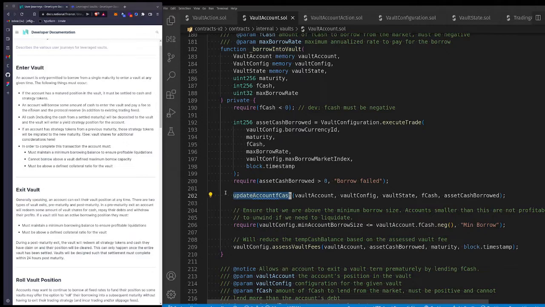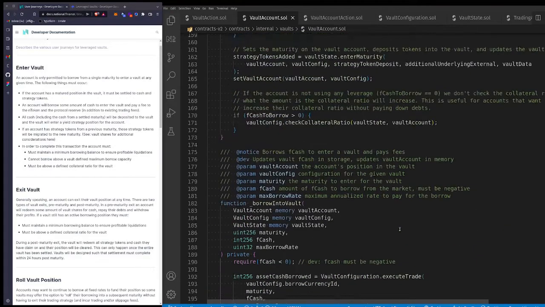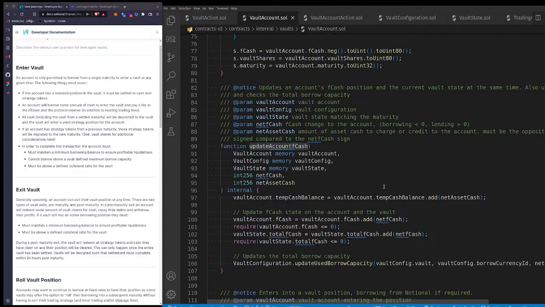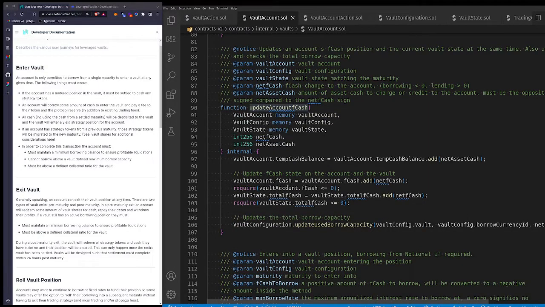So here what we'll do is we'll update the account's Fcash position. That is up here. So we will put the cash borrowed, this is in C token denomination, into this temporary cash balance. We'll update the account's Fcash position and the total Fcash position on the vault's state. And then we will update the used borrow capacity on the vault itself.